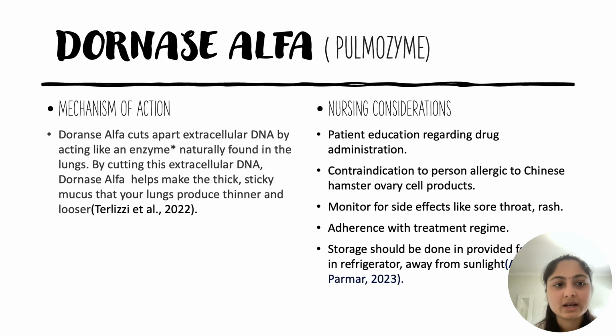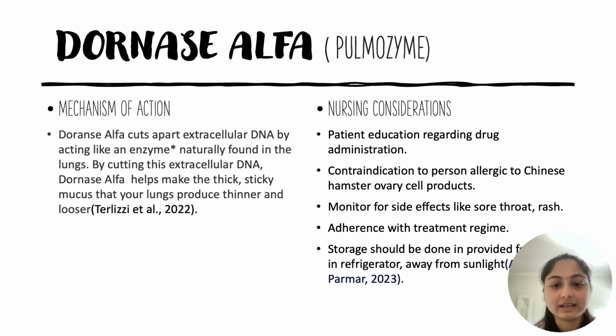Talking about the mechanism of action of Dornase alfa, it is an enzyme that breaks down DNA in the mucus, and it reduces its viscosity and makes it easier to clear away from the lungs. Dornase alfa is a mucolytic agent, and it is mostly administered via inhalation. It cuts apart extracellular DNA by acting like an enzyme which is naturally found in the lungs. By cutting this extracellular DNA, Dornase alfa helps to make the thick and sticky mucus produced by your lungs thinner and looser.